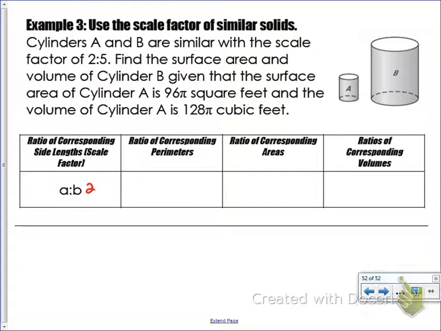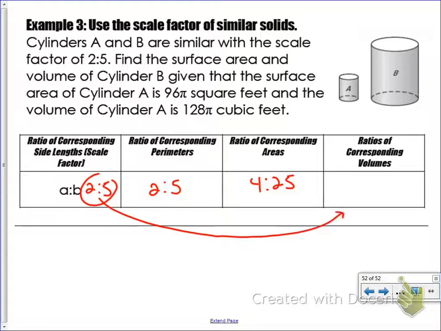The scale factor is given to us as 2 to 5, which means the ratio perimeter is also going to be 2 to 5. To find the area ratio, we're going to square the 2 and square the 5, so we get 4 to 25. And then for the volumes, we're going to cube. Now again, remember, we go back to the scale factor. So to get from here to here, I square it. And to get from here to here, I'm going to cube it. So we cube the scale factor. 2 cubed is going to be 8, and 5 cubed is going to be 125.